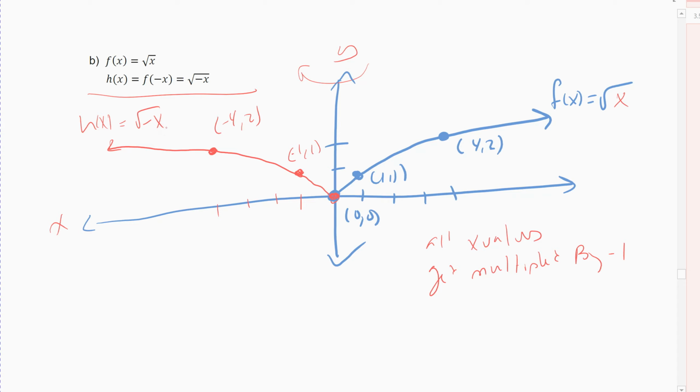And there they are. It's reflected over the y-axis. And again, it's literal in this case. All of my x values got multiplied by negative, and so that's what you do. Take all of your x values and multiply by negative. When you do that, it's reflected about the y-axis.